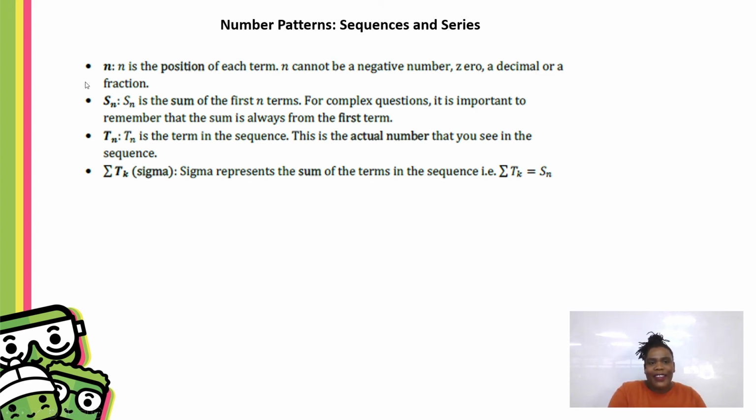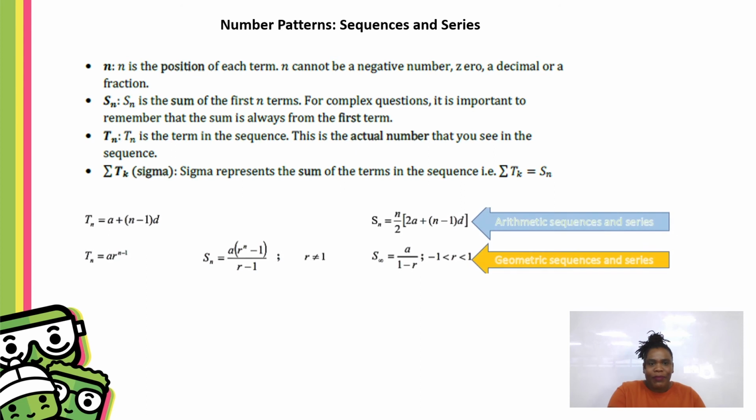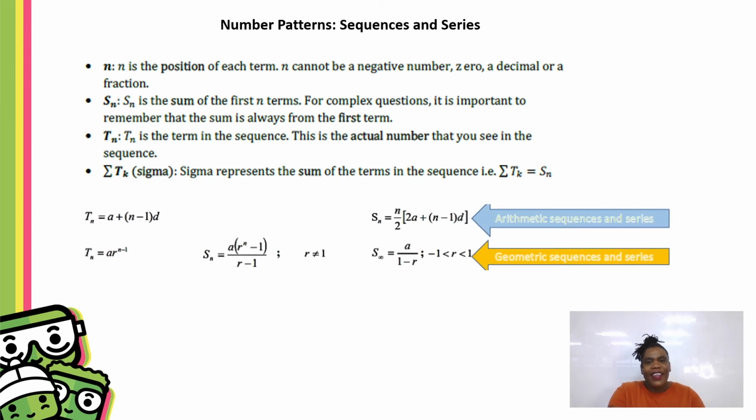We use S_n for series. We use T_n for sequences. And then this lovely symbol here is your sigma, which is just a fancy way of writing S, sum. You're adding the terms. Again, I want to emphasize, love your formula sheets. Get to know your information sheet to know where each formula is.